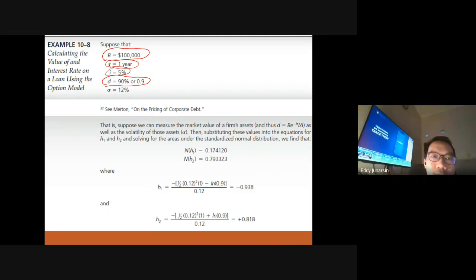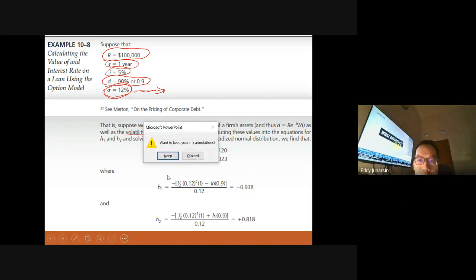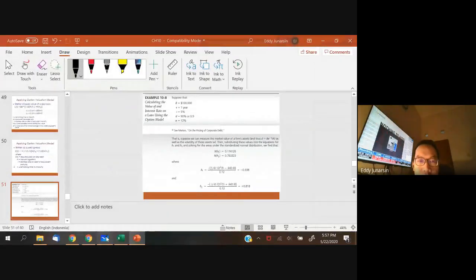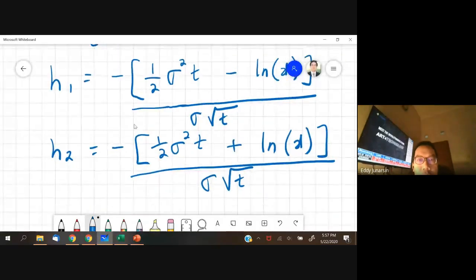Right? And then here, the volatility of the loan, the volatility of the borrower is 12%. Okay, so again, this is the standard deviation, right? Standard deviation. So this measures the volatility or the risk of the borrowing or the loan. So we put into our analysis here. So first we have to calculate the H1.